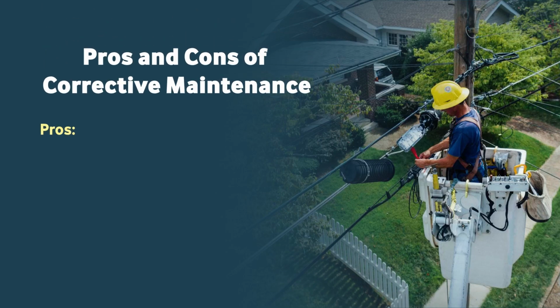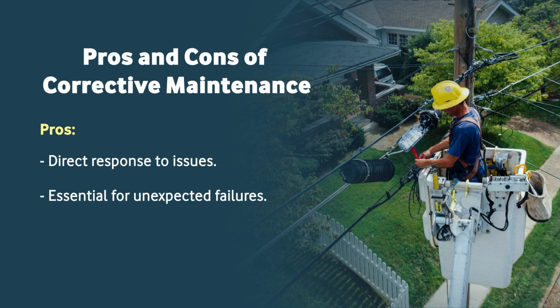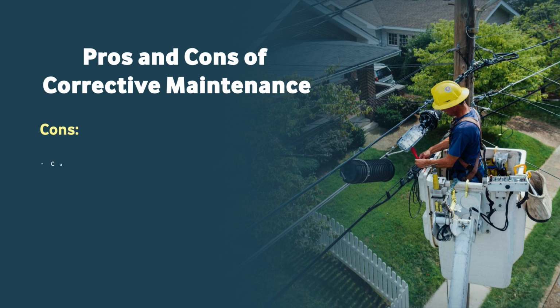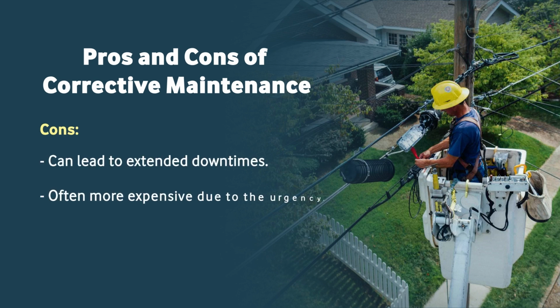The pros include that it directly addresses the issues as they arise. It is necessary for unexpected failures. What are the cons? It can lead to extended downtime or often be more expensive due to the urgency. In a real time scenario, after a major storm in 2017, Florida Power and Light had to perform corrective maintenance on over 4,000 miles of damaged power lines.